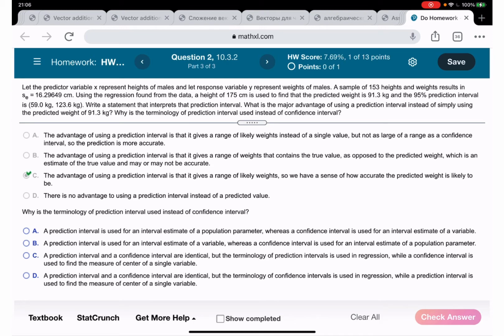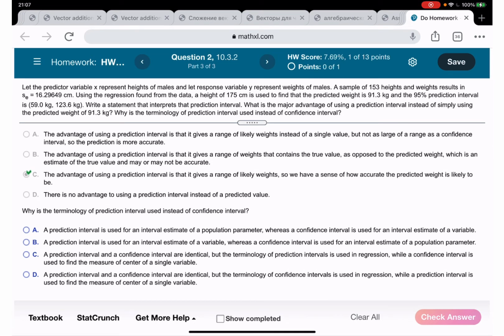And if I would choose B, the advantage of using a prediction interval is that it gives a range of weight that contains a true value as opposed to the predicted weight, which is an estimate. That is not true. That is absolutely not true. It doesn't give you the predicted estimate. And to say that the prediction is more accurate but not as large of a range as a confidence interval, that's no. So C is the answer. Okay.